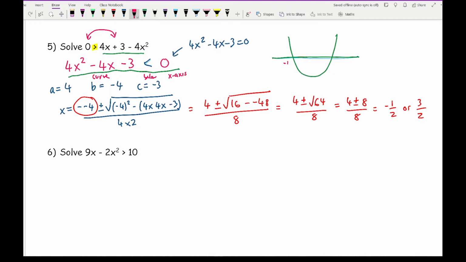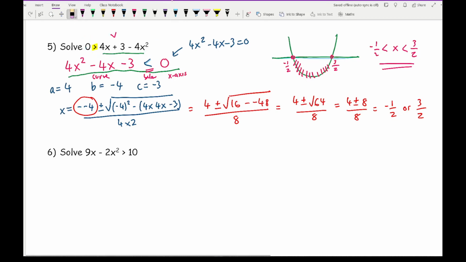So that's going to be minus a half, and this is going to be 3 over 2. So I'm looking for the region that is below the x-axis, which is this region here. So then my answer is going to look like minus a half < x < 3 over 2, and looking at the inequality here, it's going to be less than. There's my final answer.